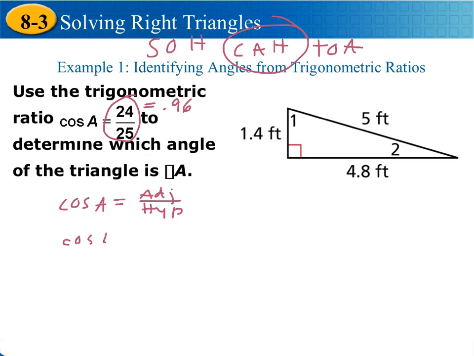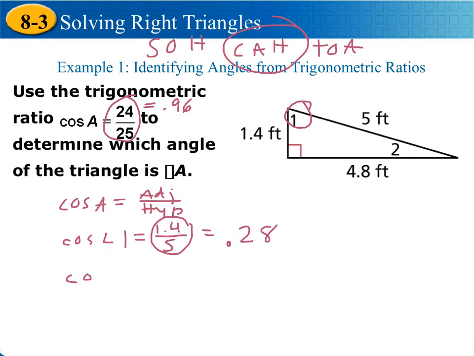So the cosine of angle 1, so looking at this angle, what is adjacent to angle 1? 1.4. And what's the hypotenuse? 5. So now we need to put this number into our calculator and see what we get. So 1.4 divided by 5. 0.28. So it's not the same.